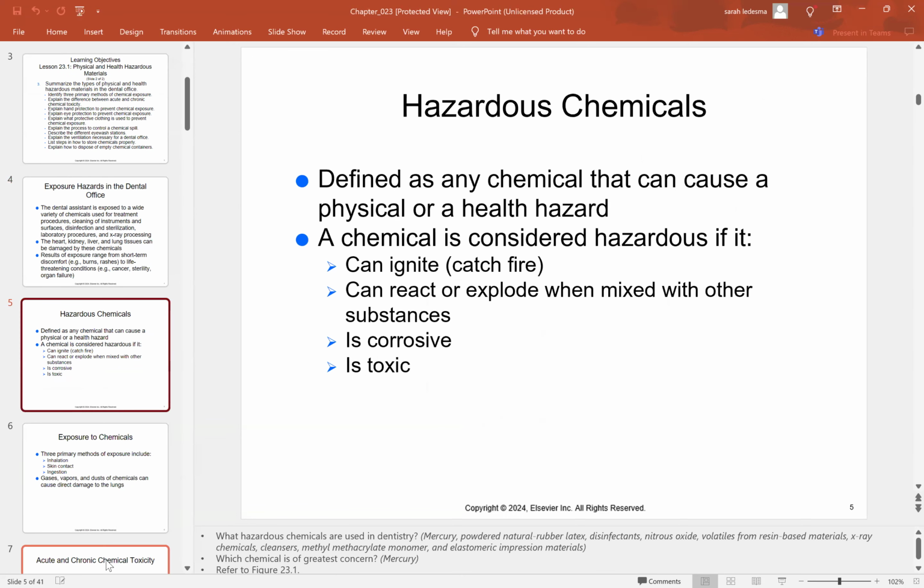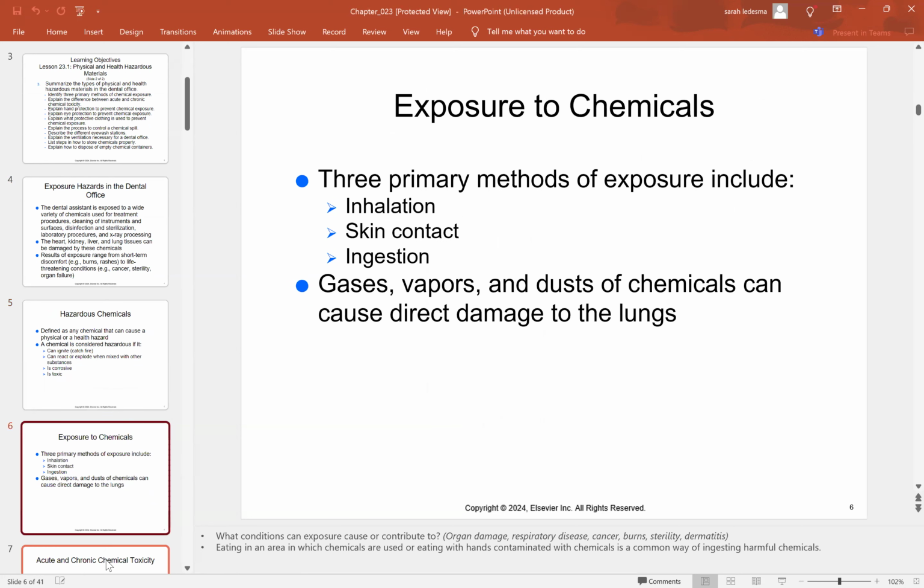Hazardous chemicals are defined as any chemical that can cause a physical or health hazard. A chemical is considered hazardous if it can ignite, react, or explode when mixed with other substances, is corrosive, or toxic. Three primary methods of exposure include inhalation, skin contact, and ingestion. Gases, vapors, and dust of chemicals can cause direct damage to the lungs.